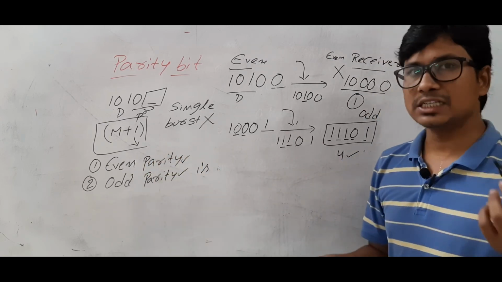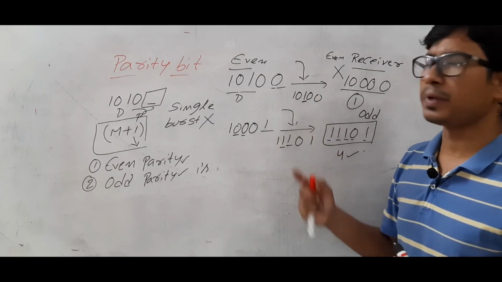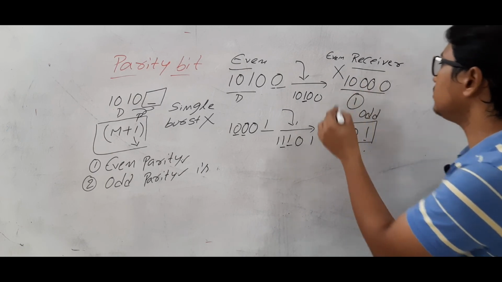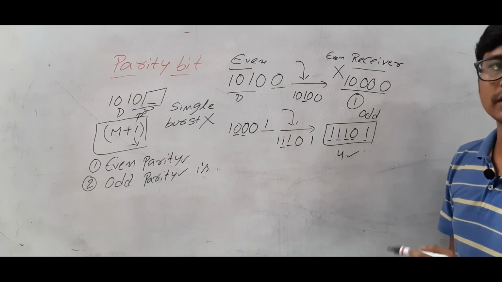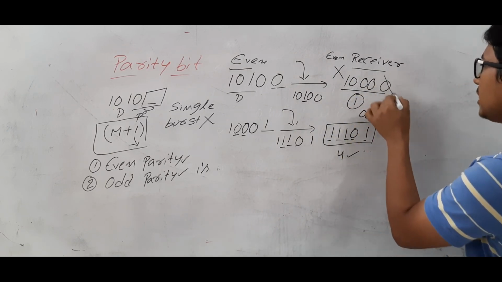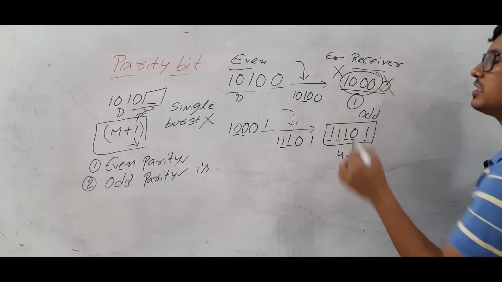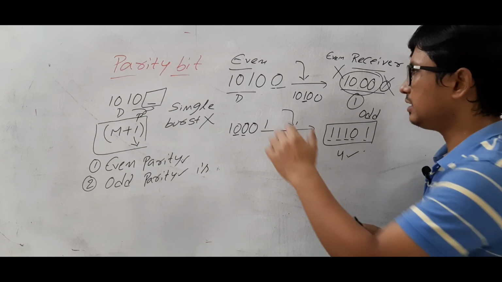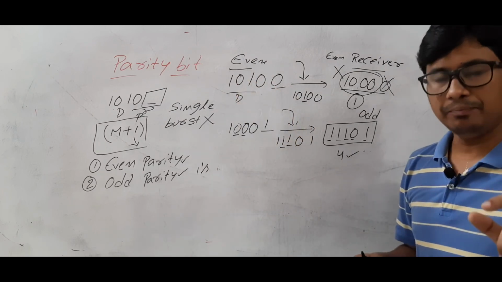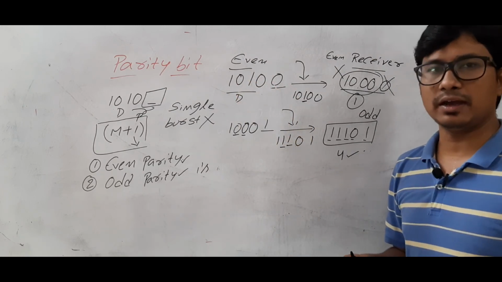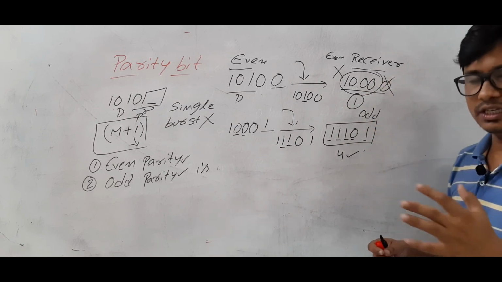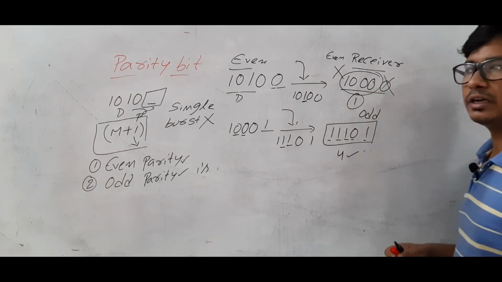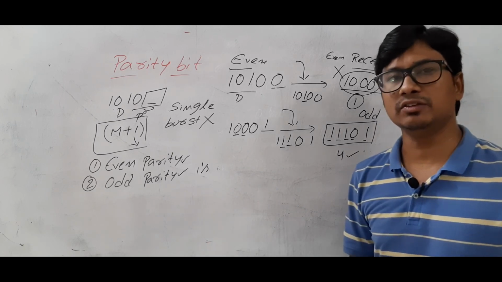Now you can ask me, sir, till now you are saying data plus parity, data plus parity. What will the receiver do? Will it receive the complete data and then the parity? Then what will it do? It will neglect the parity and consider the rest as the actual data, because it knows that the sender is sending m bits as data and 1 bit as the parity bit. So after receiving, when it wants to make packets, it will neglect the parity bit and consider the actual data.